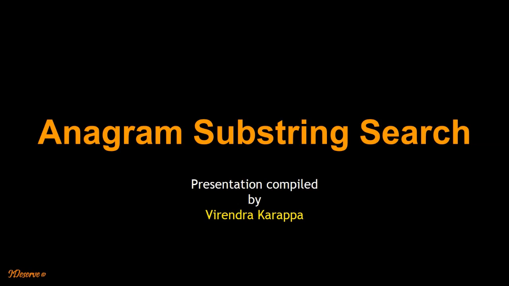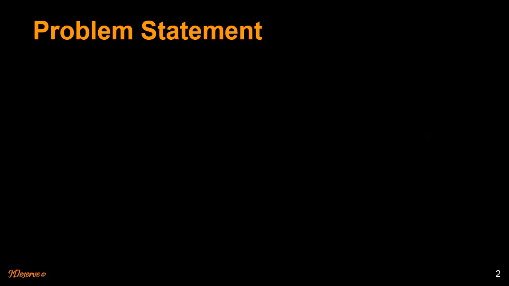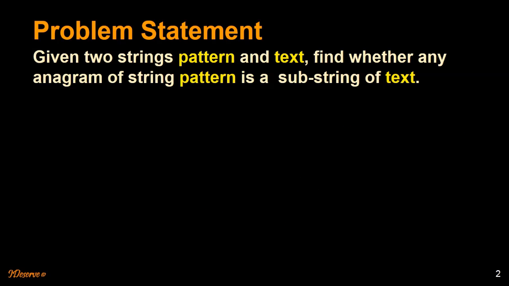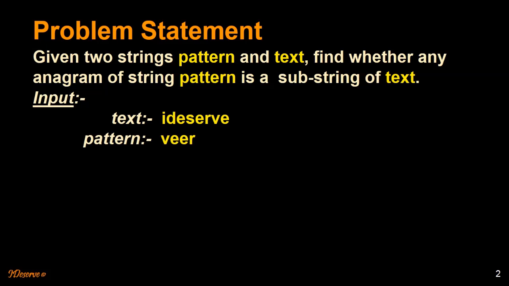Today I'm going to talk about anagram substring search. So the problem statement is, given two strings, pattern and text, we need to find out whether any anagram of the string pattern is a substring of the text. For example, if you have an input text like IDeserve and pattern like veer, you want to find out if any anagram of veer is a substring of IDeserve.